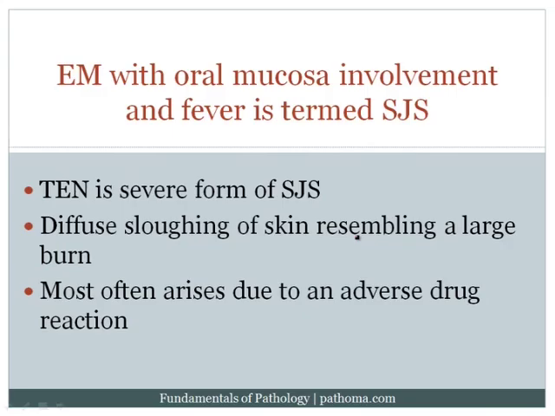Erythema multiforme normally involves the skin. However, if there's oral mucosa involvement with fever, then we call that whole syndrome Stevens-Johnson syndrome. And then there's a super severe form of Stevens-Johnson syndrome, which is called toxic epidermal necrolysis. In TEN, you get diffuse sloughing of the skin, which sort of resembles a large burn. TEN most often arises due to an adverse drug reaction. Of course, TEN is a medical emergency. And that concludes this particular section.